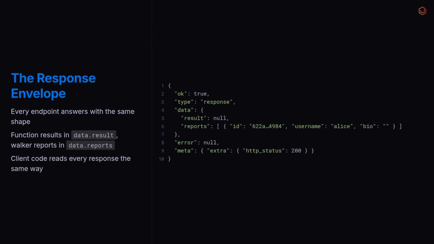Every endpoint answers with the same envelope: an OK flag, a data object, an error field, and some metadata. Function results land in the result field. Walker reports land in the reports field. Because the shape never changes, client code reads every response the same way. Check OK, then pull the data.